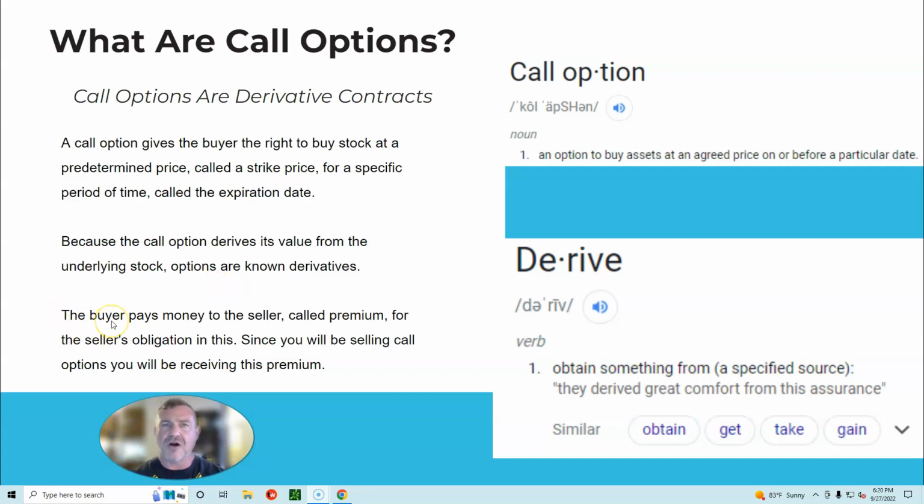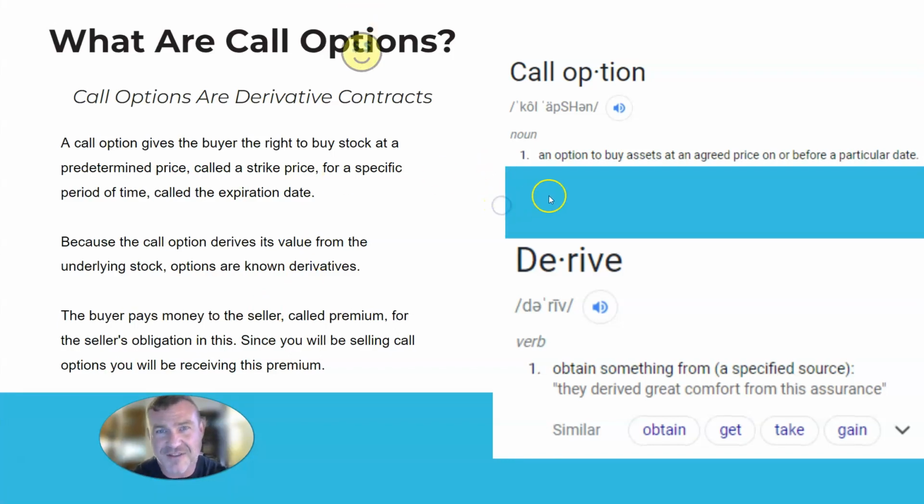The buyer of the call option contract pays money to the seller, called a premium, for the seller's obligation in this transaction. Since you will be selling call options, you, my friend, will be receiving this premium. Yay!